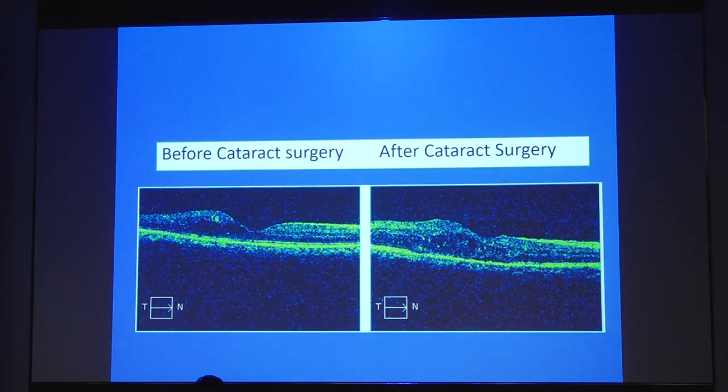This is one patient who has slightly extrafoveal macular edema before the cataract surgery, and after three weeks, you can see the macular edema has increased. So this patient required anti-VEGF injections, and after 2 or 3 injections, the vision became better.